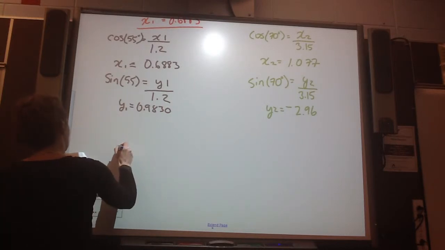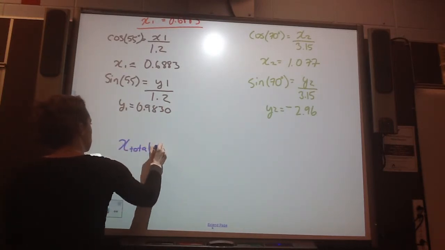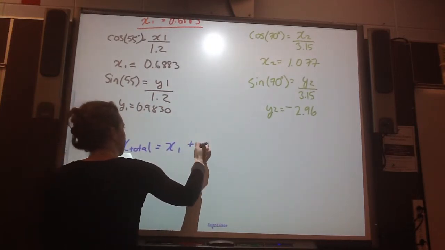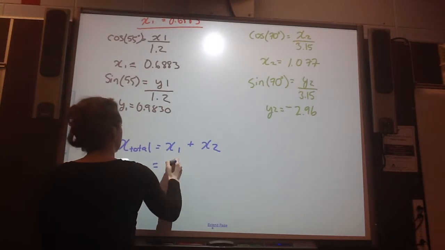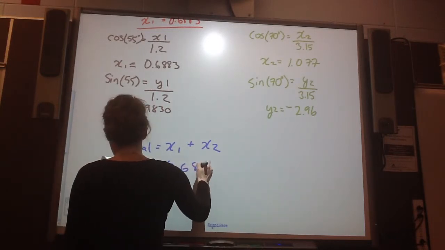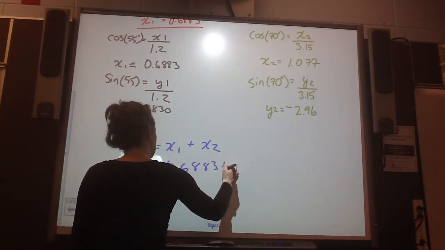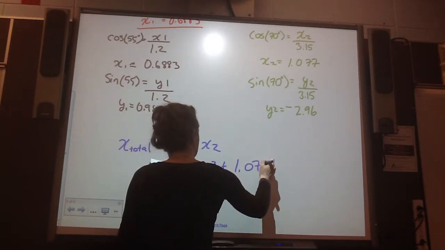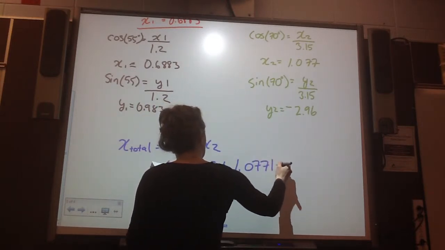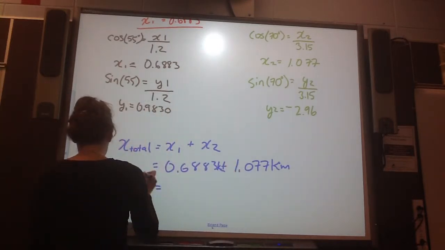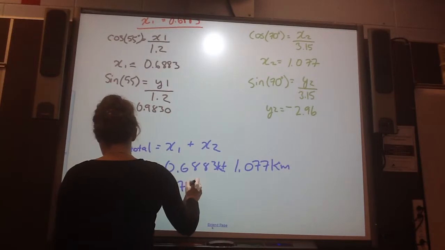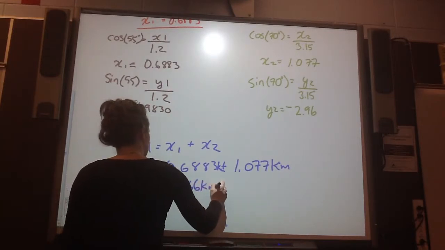Okay, so our x total is equal to x1 plus x2. So I add them together, 0.6883 plus 1.077. And these are both kilometers. So my x total is 1.766 kilometers.